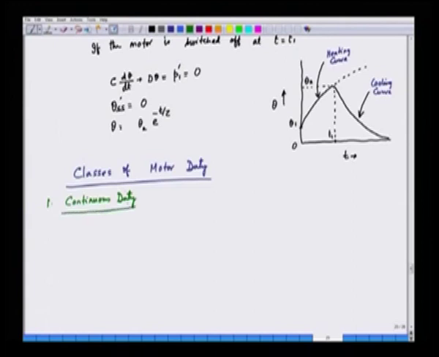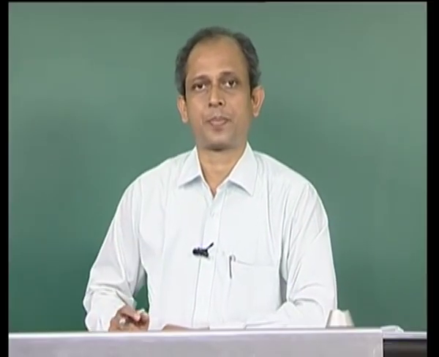Now, in continuous duty, what we have here is the following. We will first draw the load torque curve. This is the load torque and this is time, and we will also draw here the temperature rise theta against time. In this case, the load torque remains constant. There is no fluctuation of the load torque.